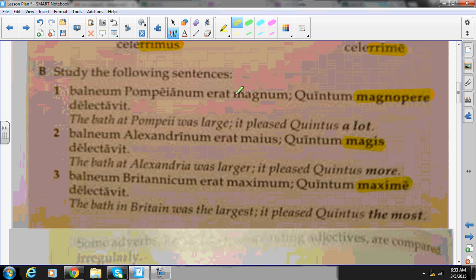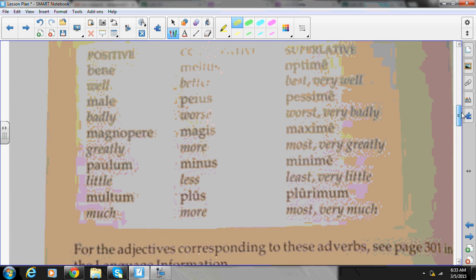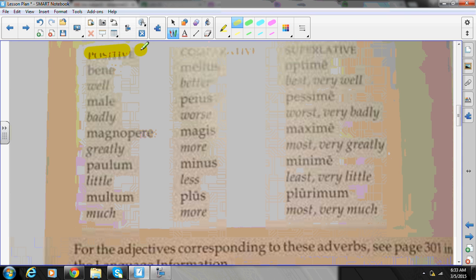As you can see, it also leaves you the positive adjective that's correlated with magnopere, the comparative adjective that's correlated with magis, and the superlative adjective that's correlated with maxime. I'll leave you a chart. There is actually a chart of the irregulars on page 52. Sorry for the poor quality of my video right here. But this chart on page 52 is something that you can look at. It is something that I would spend a little bit of time on, looking at the positive, comparative, and superlative forms of our adverbs and the irregulars.